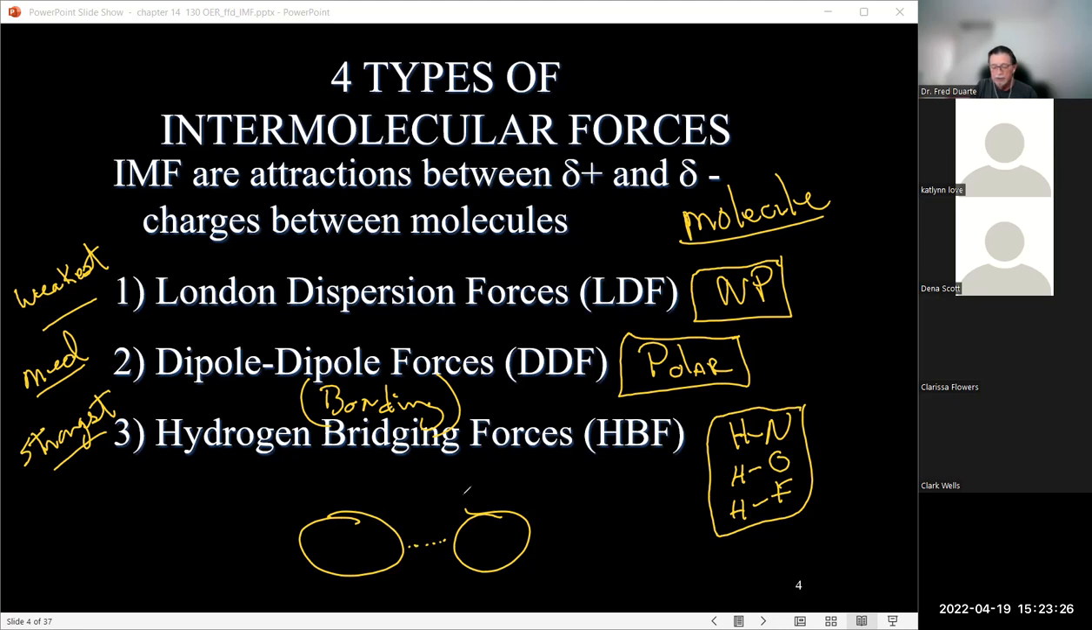Whatever they may be. With London forces being the weakest, it will not take very much energy to break that interaction up, okay? As compared to hydrogen bridging, where a little bit stronger amount of energy is required to break up that interaction. Okay, so that's what we're talking about. We're talking about breaking this interaction between molecules in the solution, or most of the time they're in solution, breaking that interaction.